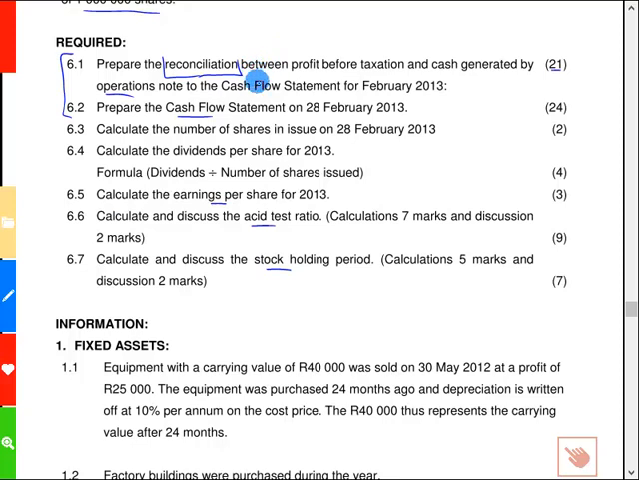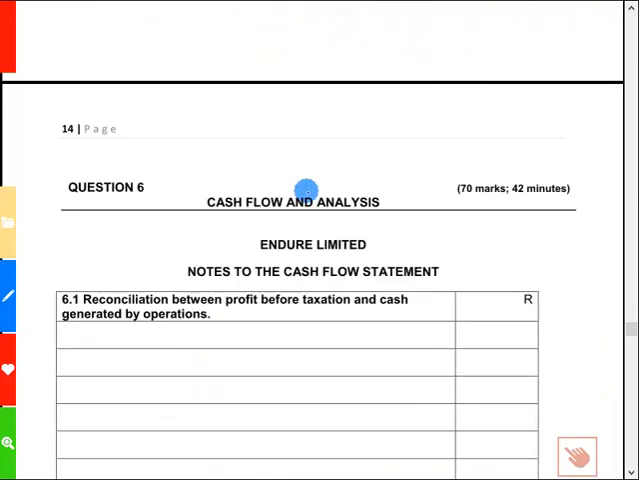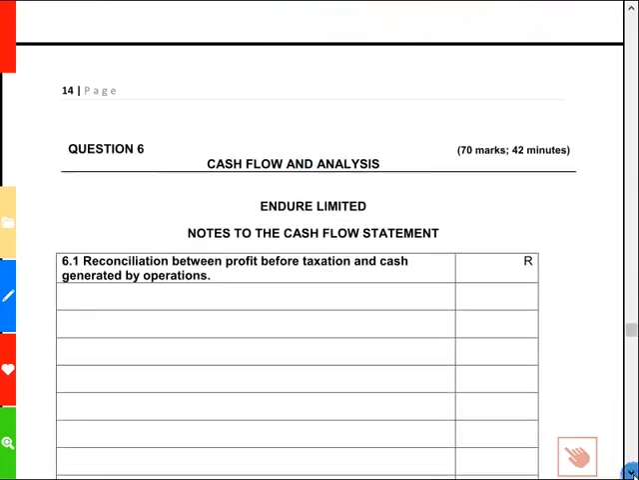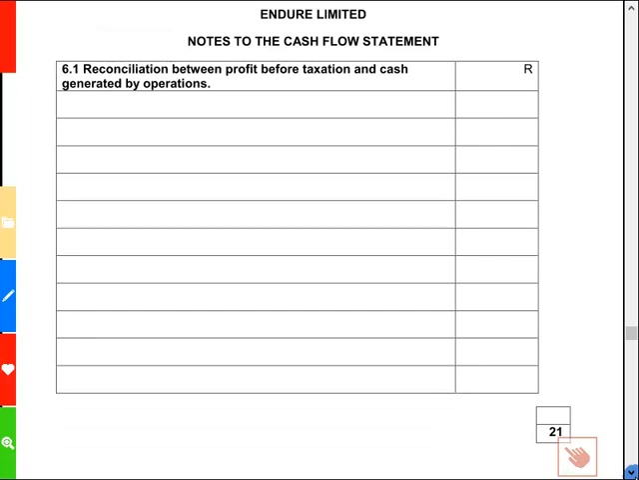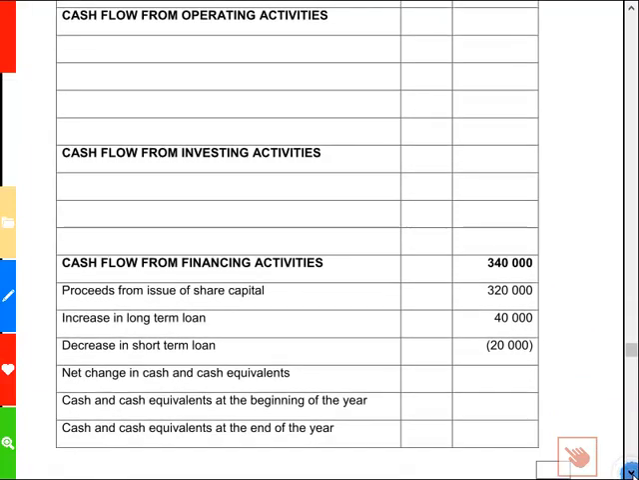So let's look at our answer book and see what they've given us. They've given us the basic outline for the reconciliation, really only the heading, and in the cash flow statement they've given us the three headings: operating, investing, and financing activities, and they've already been generous enough to give us the financing activities: proceeds from share capital, the money we got from the loan that we took out, and a decrease in the short-term loan, which would have been a repayment of the loan.